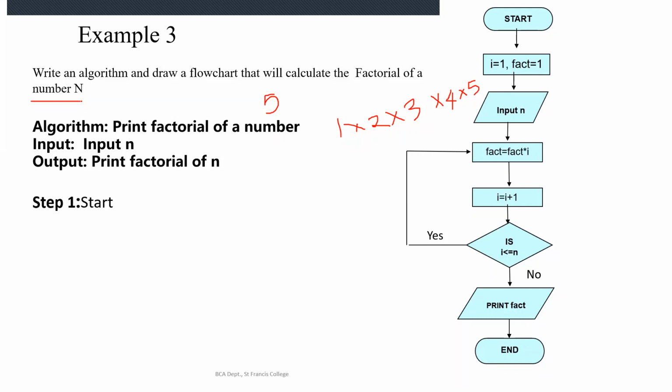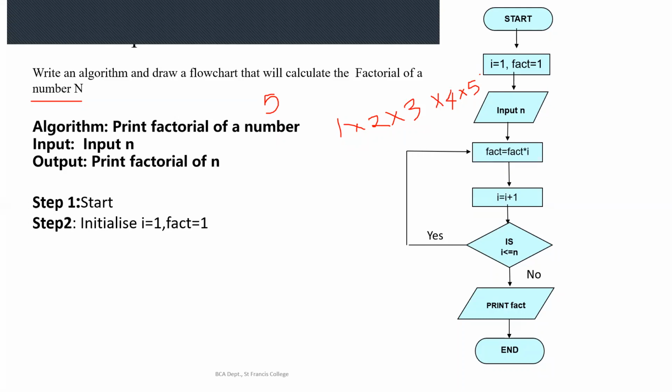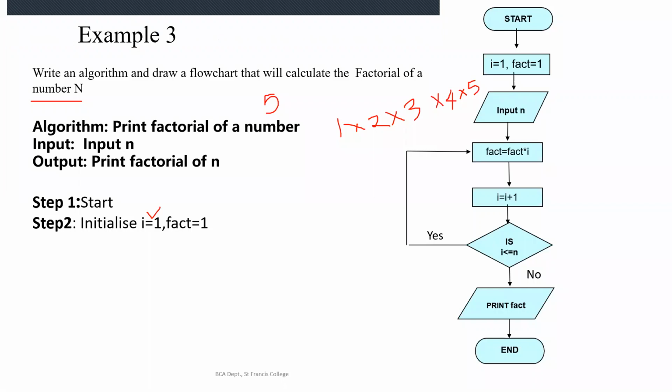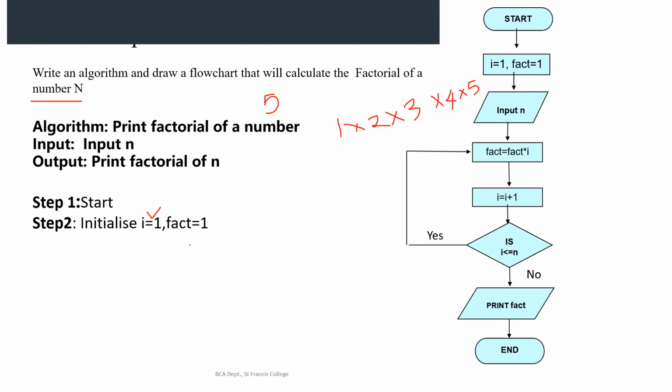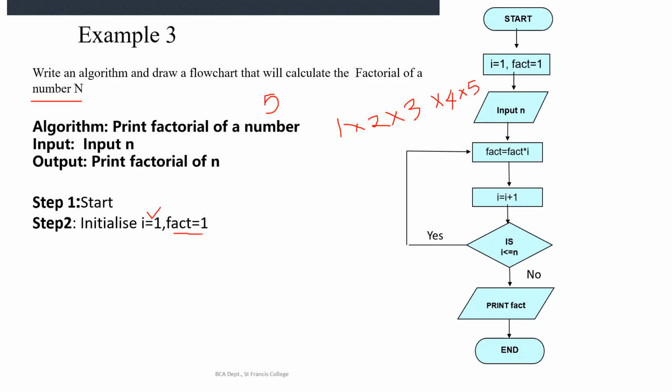Then in step 1, we are just starting, and then in step 2, listen here, we are initializing. So here also we are using a control variable called I. In the previous program also I kept the same variable name I. And then we are using another variable called fact to accumulate, or keep on multiplying, the factorial of the previous number with the current number.